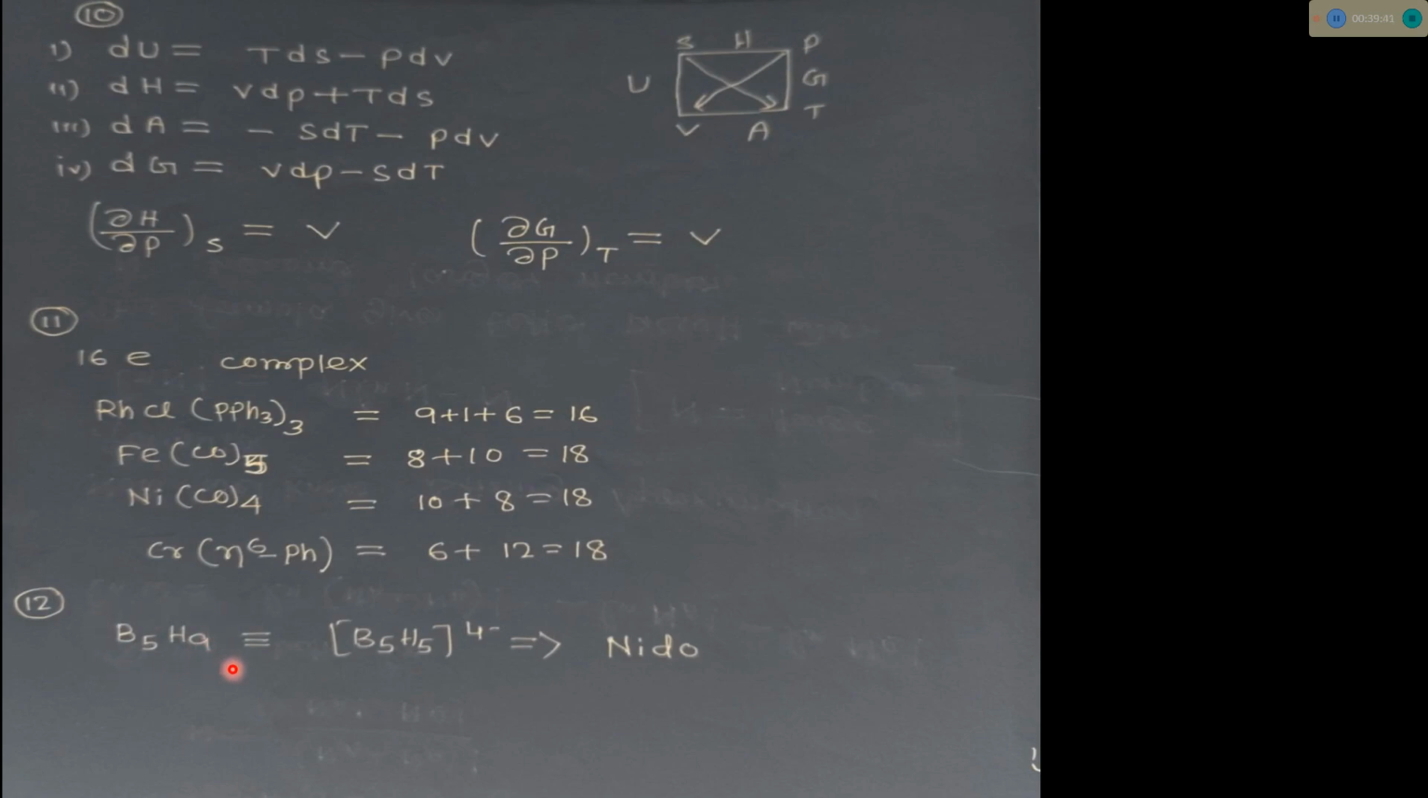means nido. The same question was asked in the second slot. 3-4 boron hydride clusters were given, and from them we had to find which one is nido. So this B5H9 will be a nido cluster. B5H9 means B5H5. Since we are not writing the 4 hydrogen here, we only write B5H5. So we are removing 4 hydrogen from this complex. That's why we have to put 4 negative charge on that complex. So B5H5 4 minus means nido.